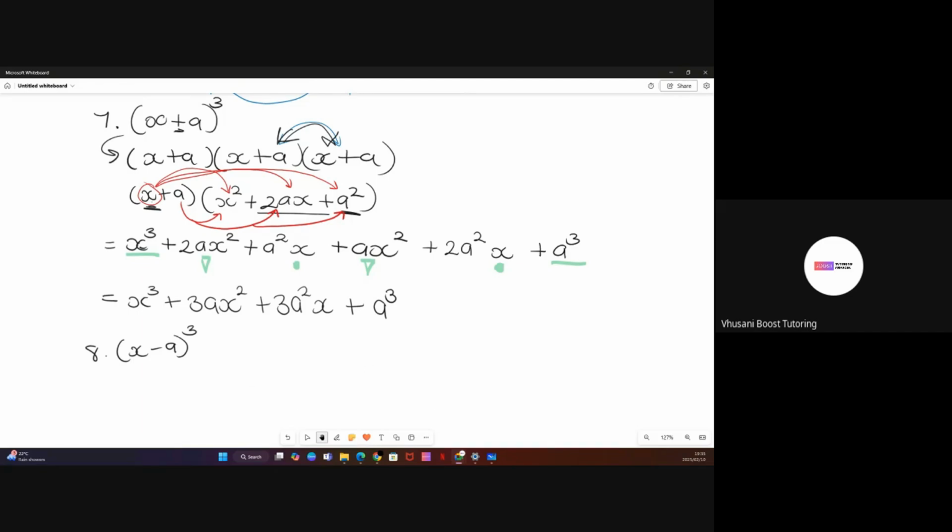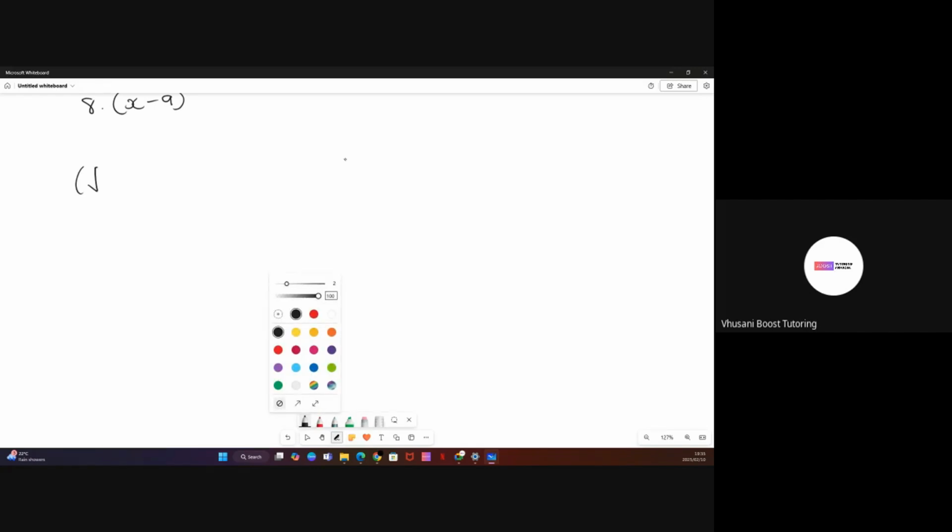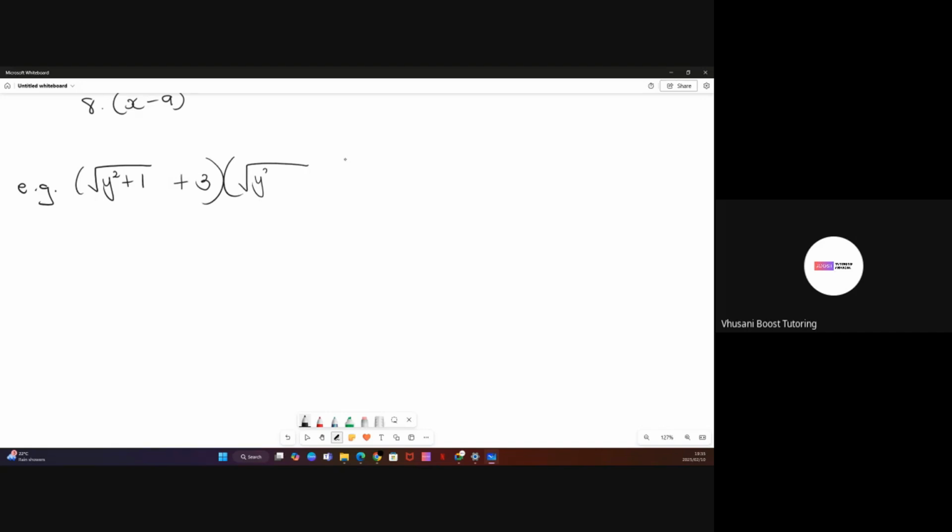Let me look for an example. Okay, here's a nice example for us. So we have the square root of y squared plus 1, and then they add a 3 to it. And then this is multiplied by square root of y squared plus 1 minus 3. So what do you guys think we need to do over here? Let's hear from the chat, or you can raise your hand and answer what you think we need to do over here.